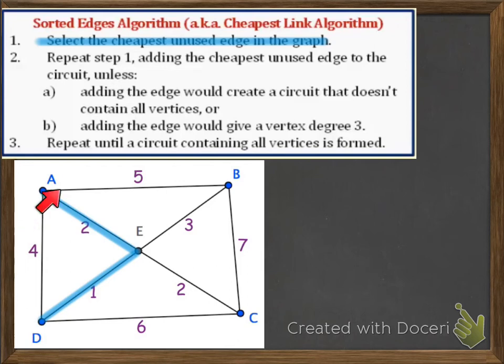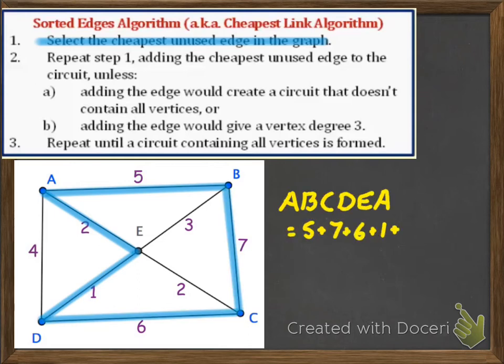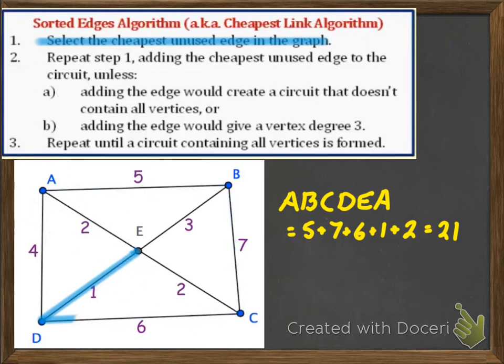So what's my next cheapest? This one, 5. And then the next cheapest from there would be 6, and then 7. So that's this circuit here, 5 plus 7 plus 6 plus 1 plus 2 is 21. Let's look at one more. Because I can have gone this way too, right? This 2. So let's take a look.